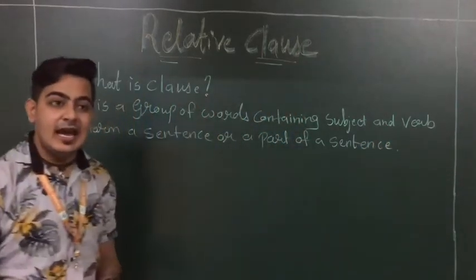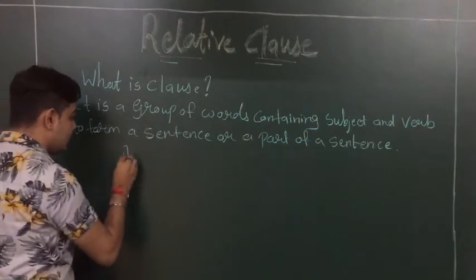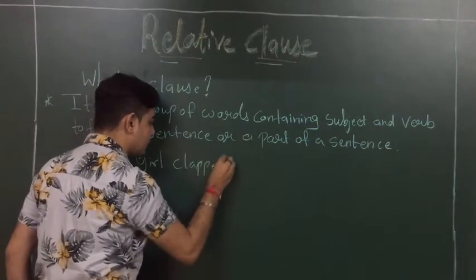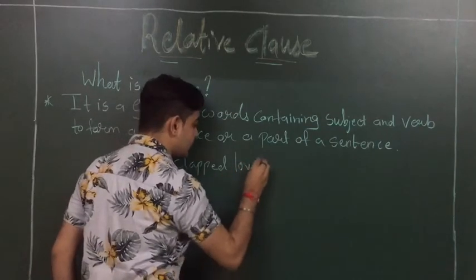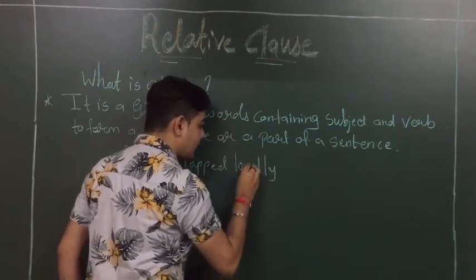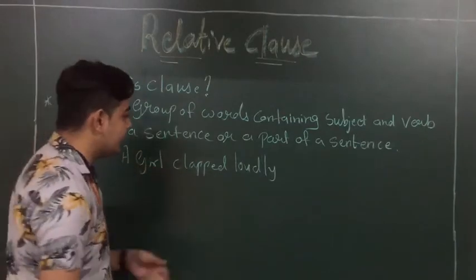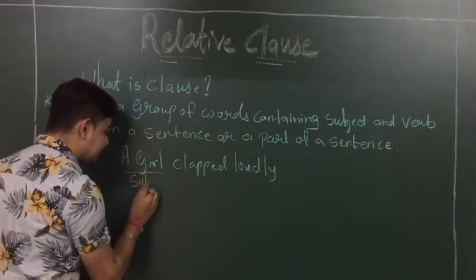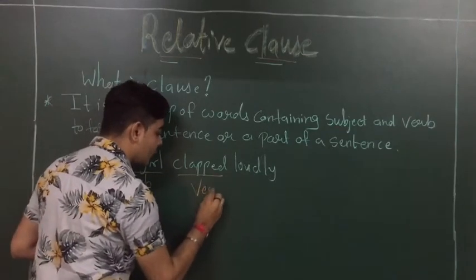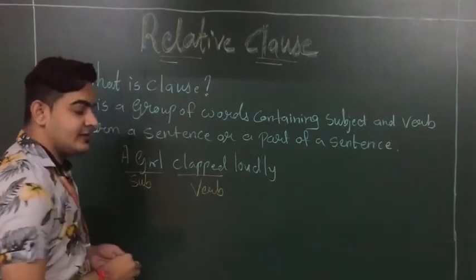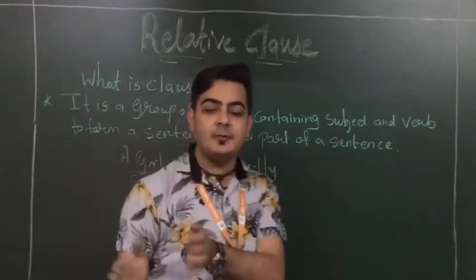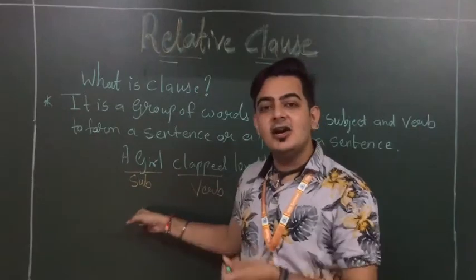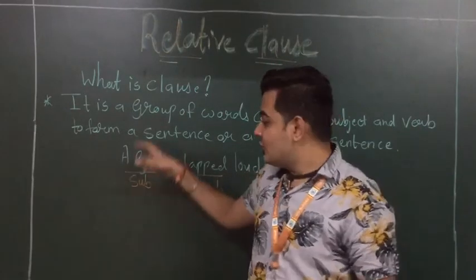ठीक है, example, a girl clapped loudly. What is the girl doing? The girl is clapping loudly. A girl clapped loudly. So this is my subject and this is my verb. ठीक है, in the sentence when the subject and the verb are given, that means the sentence is known as a clause. ठीक है, understood? So this is the thing.